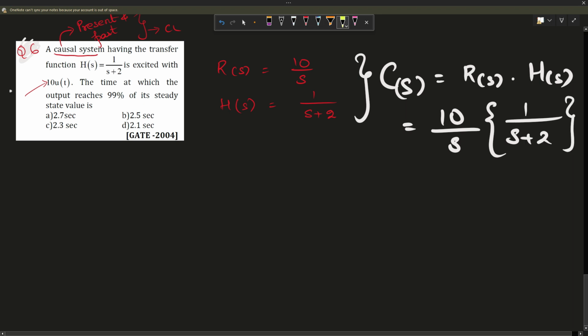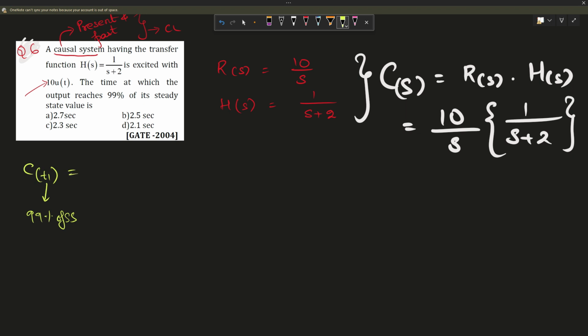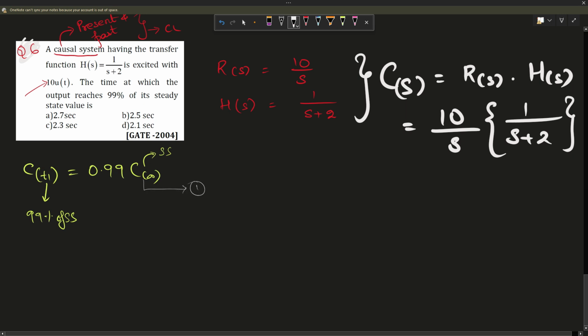So what is asked here? The time at which the output reaches 99% of its steady state value is asked. So let's say C of t1, where t1 is the time taken to reach 99% of steady state value. So this is 0.99 into C infinity. C infinity is the response at steady state, or at time t tends to infinity. Let's first find out the final value of this response and let's find out C of t1. Then we will find out t1 as the final step.